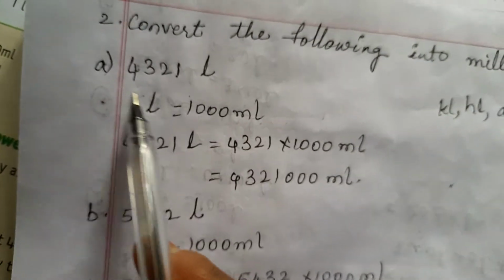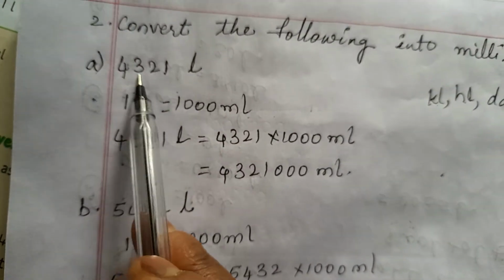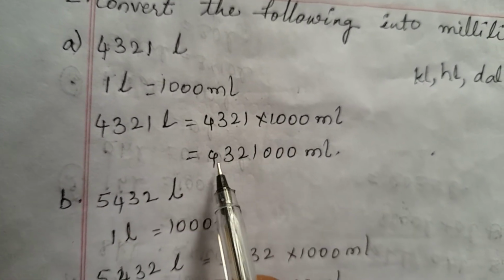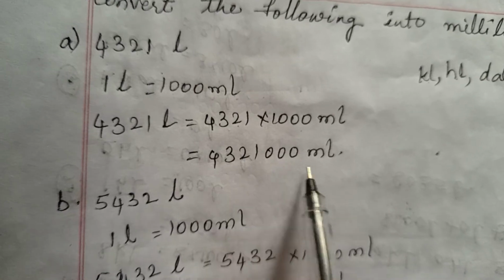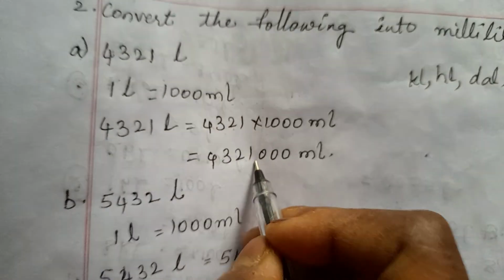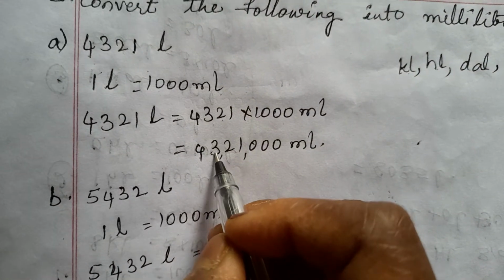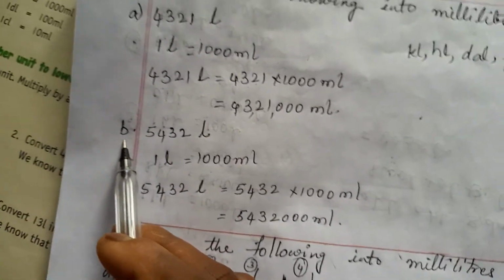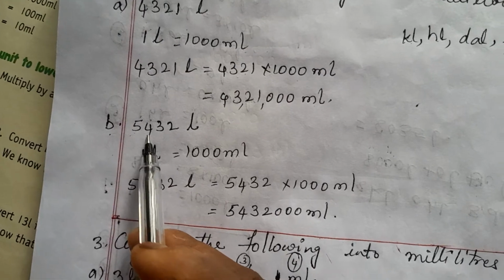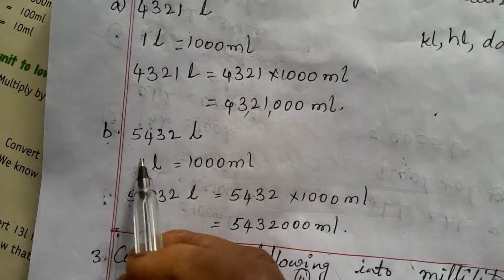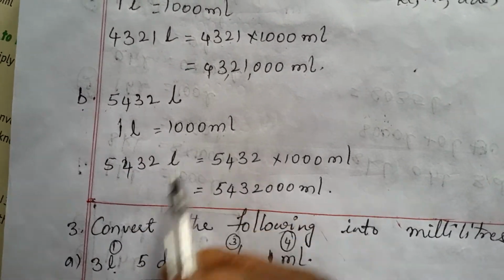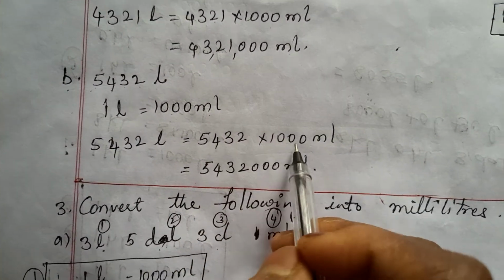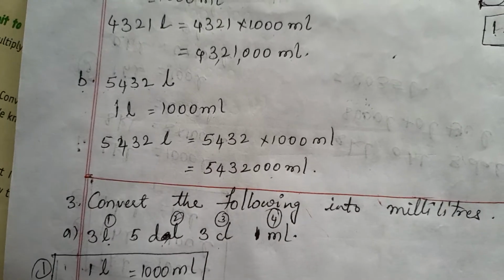Okay. Then 4321 into 1000. So how many? 43 lakhs 21 ml. Now next, 5432 liter. So again 1 liter equal to 1000 ml. So for this 5432 into 1000 ml. So final answer is this.